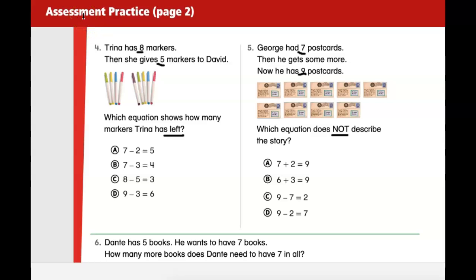And as Mrs. Collier's going through the test practice, please pause it and rewind at any time you need, because this is just for practice.